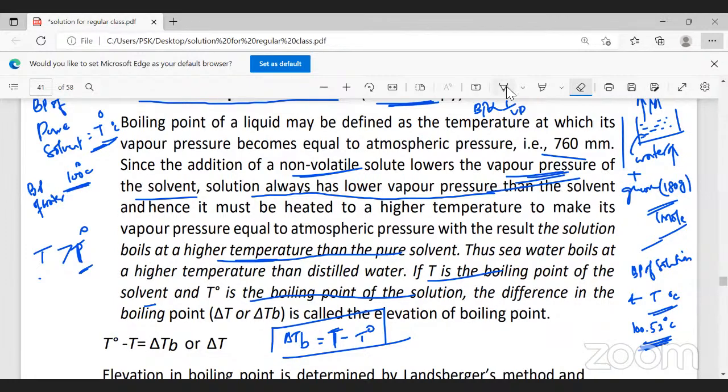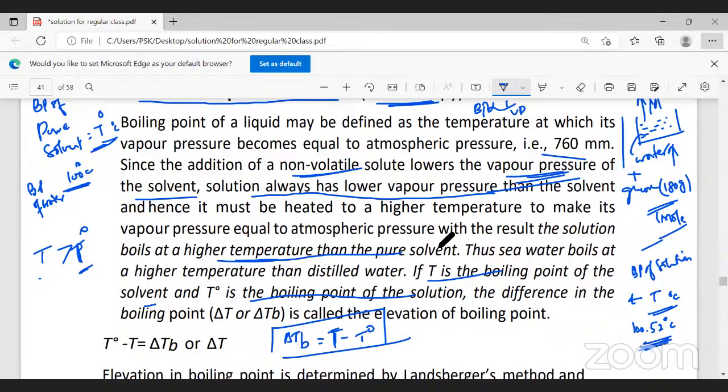Boiling point of a pure solvent, they take it as T naught, and boiling point of the solution, they take it as T. So this is the right way for you to represent in your exams. T minus T naught. T is the boiling point of the solution, and T naught is the boiling point of a pure solvent.